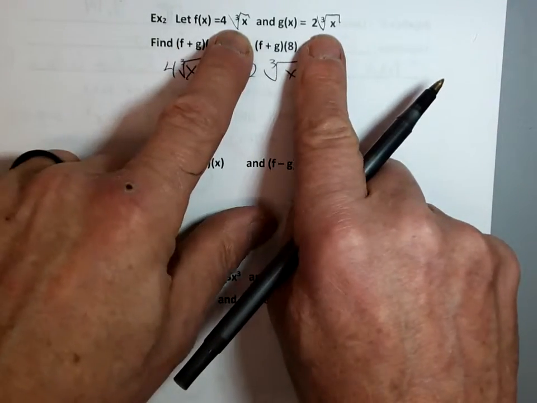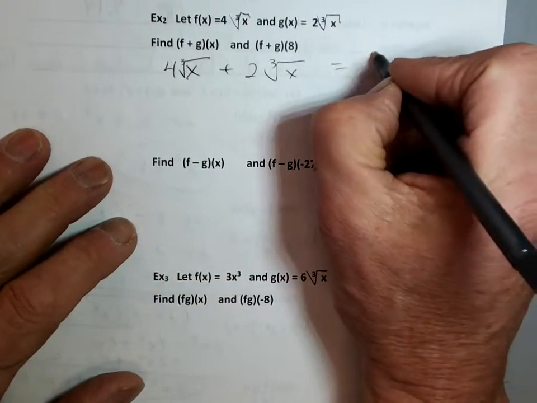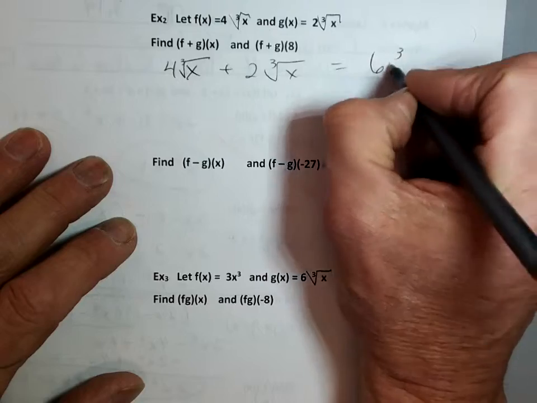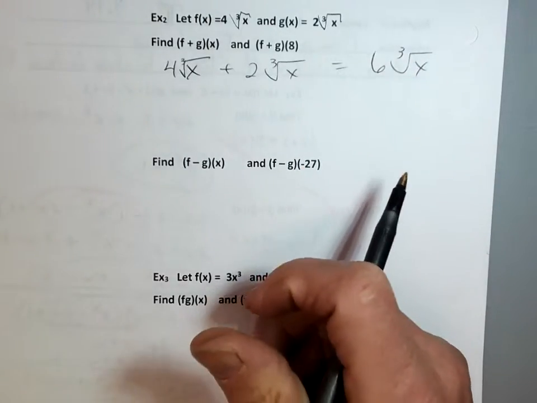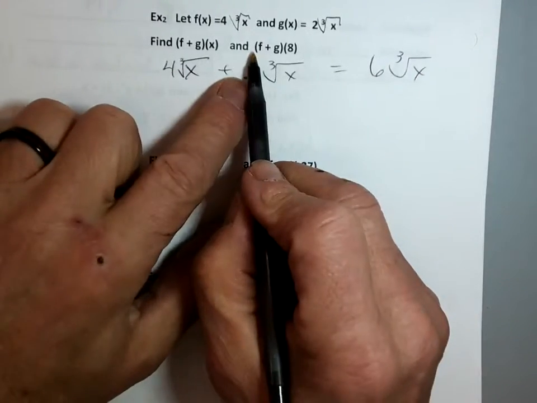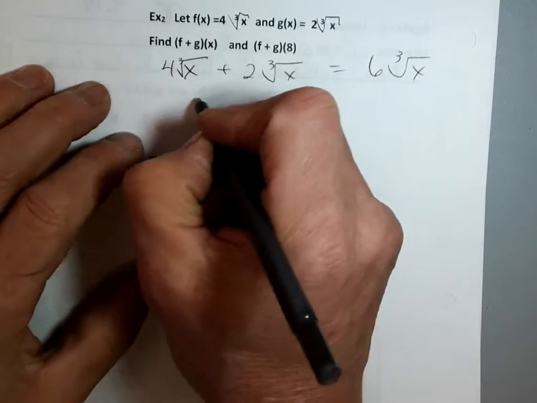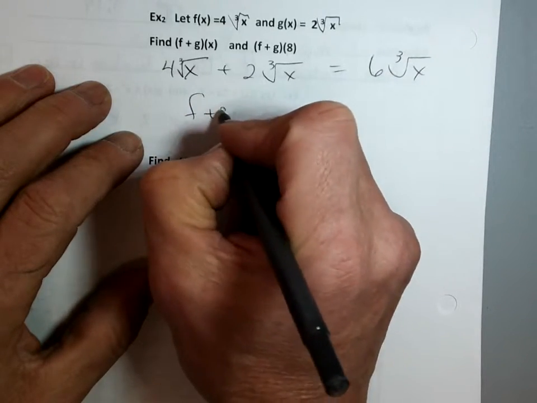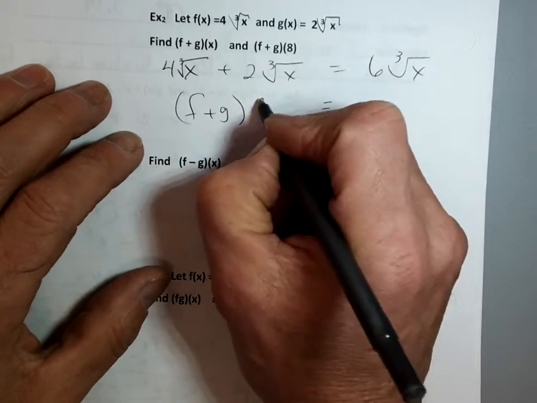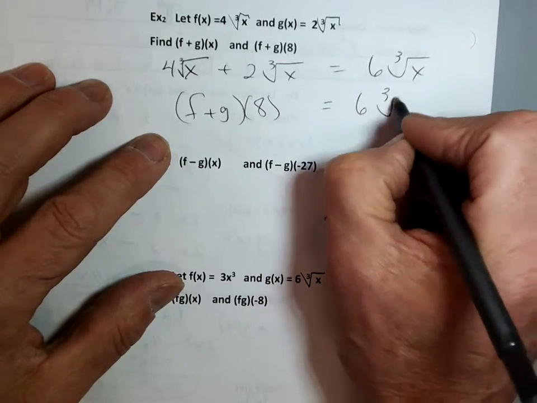So add this: 4 cube roots of x plus 2 cube roots of x. Should probably make a 6 cube roots of x, right? Thumbs up? Now take f plus g of 8. So let's just plug in 8. So f plus g of 8 is the same thing as 6 times the cube root of 8.